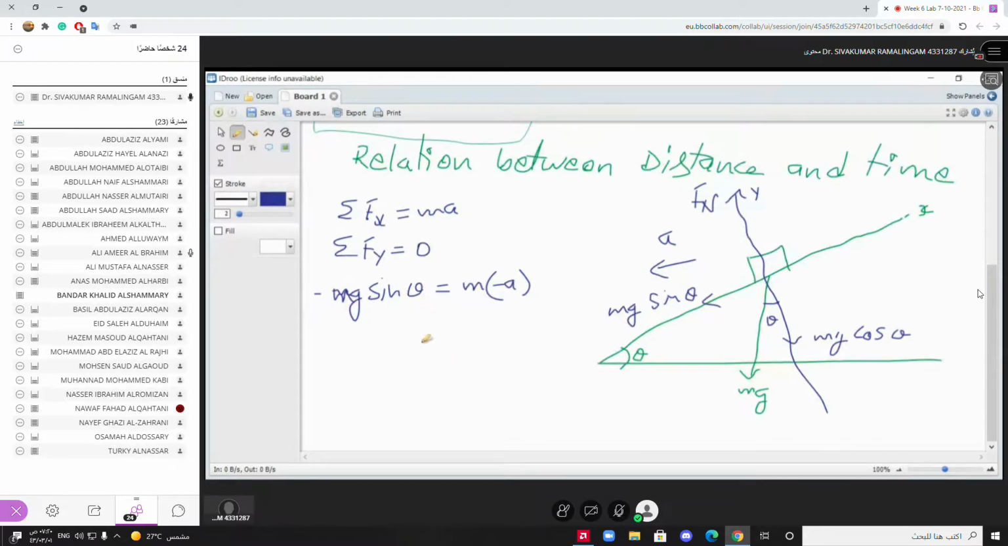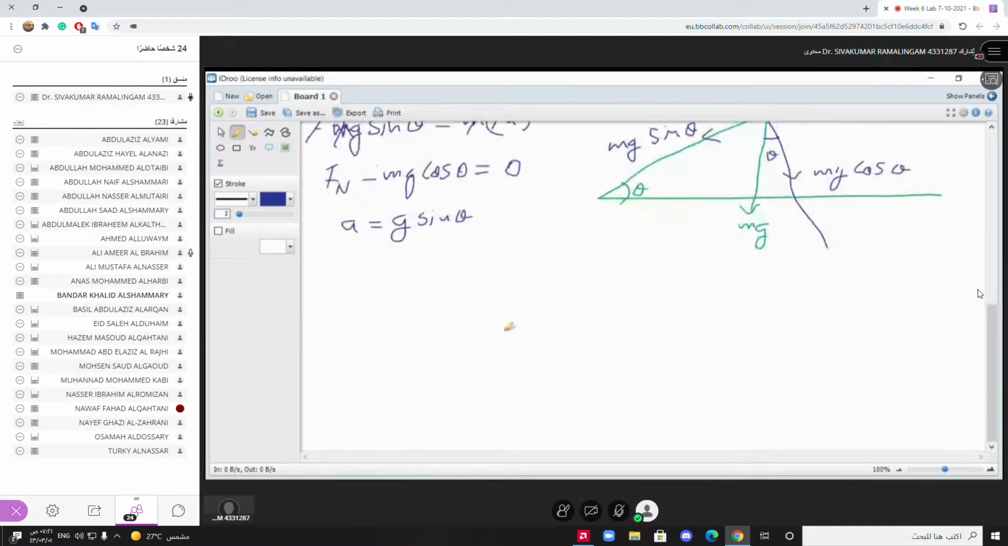Now let me write sigma Fy. How many forces are acting in the y direction? 2. Fn minus mg cos theta equal to 0. Now take the first equation. This minus gets cancelled. This m gets cancelled. Now a equal to g sin theta. Right? I got the relation. a is the acceleration of the moving glider.